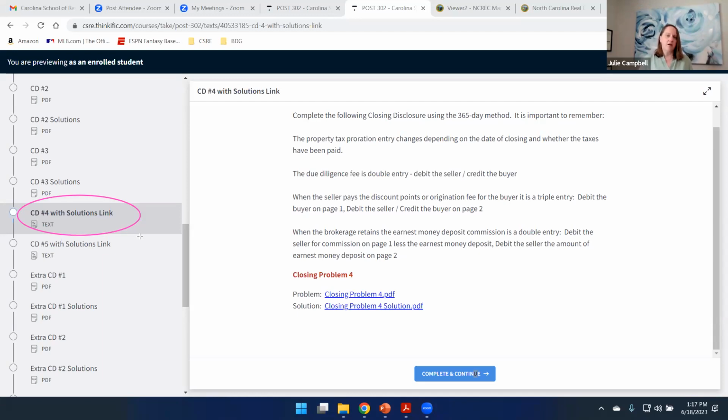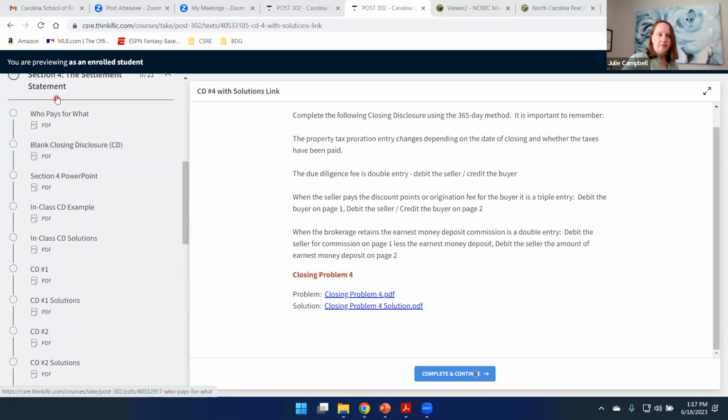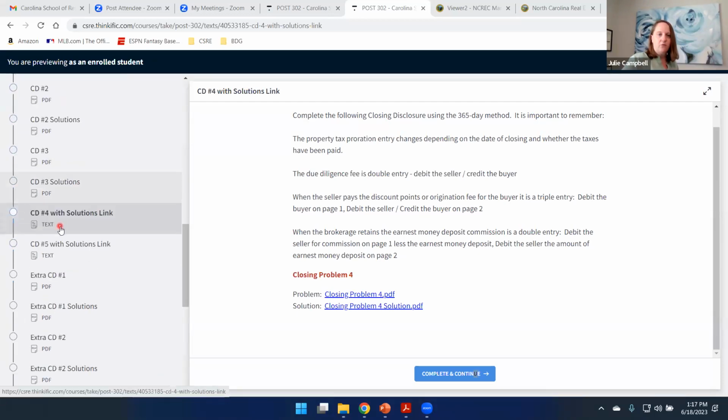Questions or comments on this piece? Where it is, what we're doing. Section 4 material. Where is it? There it is. Section 4, CD4.